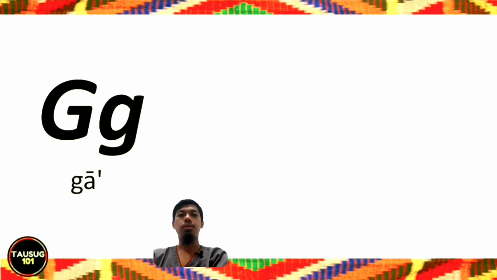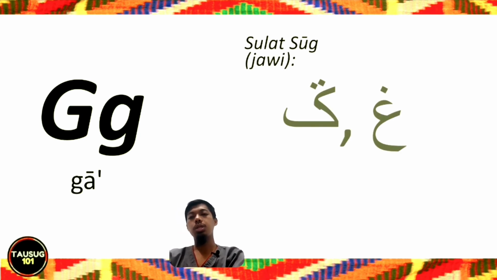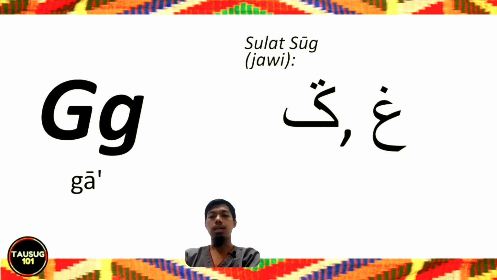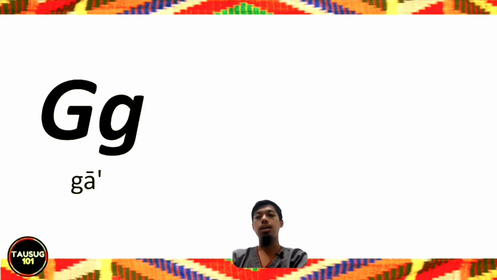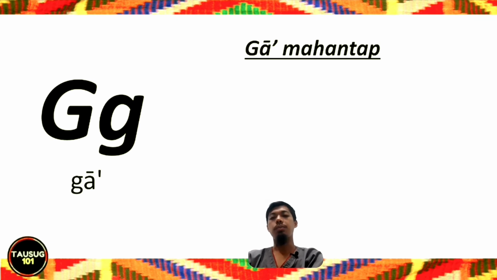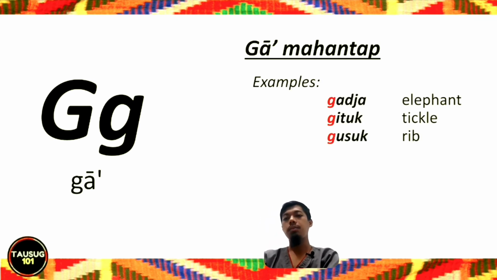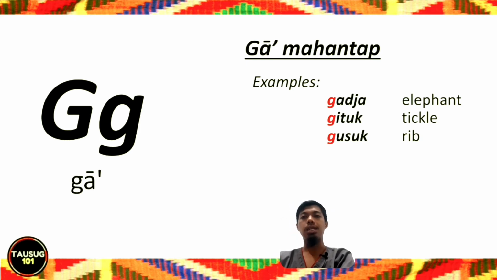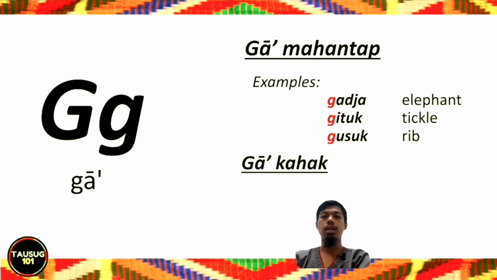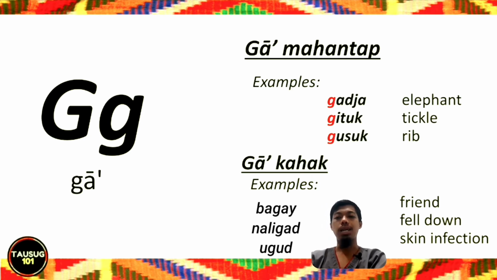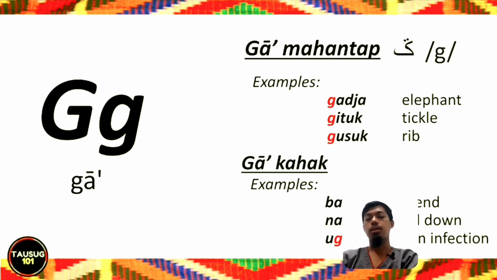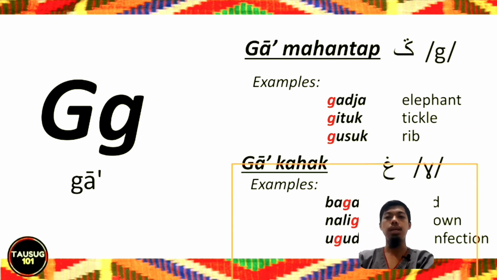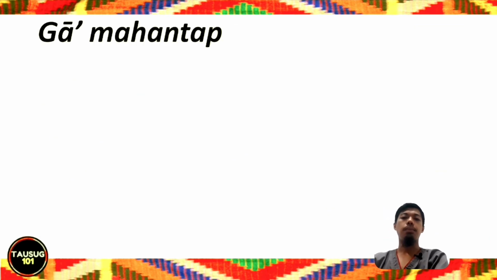Now let's proceed to letter Gā. Now in Surat Sūg or Jawi, this is how the letter Gā is written. Examples, we have Gadja, Gitu, Gusuk. Same with letter Ba, Ga has two different sounds. We have the Gā Mahantap and Gā Kahak. Gā Mahantap examples here: Gadja, Gitu, Gusuk. And Gā Kahak, we have Bagay, Naligad, Uhud. It is represented here by an IPA. Let's discuss first the Gā Mahantap.